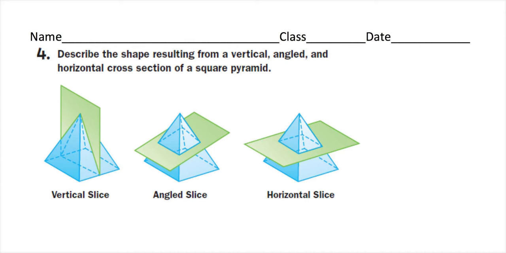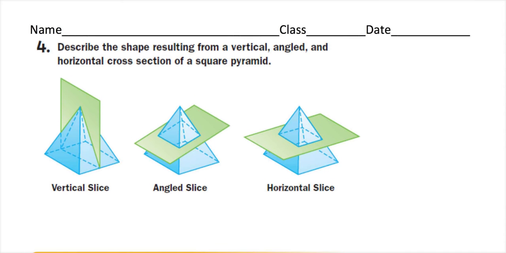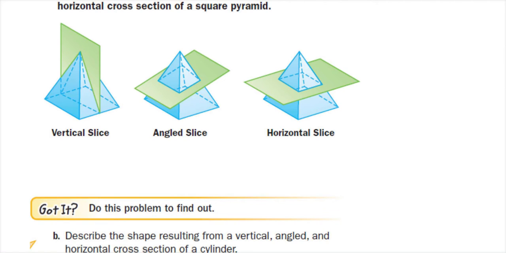Okay, so next we're going to look at the cross section. It says describe the shape resulting from a vertical, angled, horizontal cross section of a square pyramid. So if I slice that on that vertical slice there, what shape would I see is what it's asking for. Well, it kind of gives it away. Do you guys see this little outline right here? They pretty much give it to you. So whenever you slice down there, what would you see? You would see a triangle.